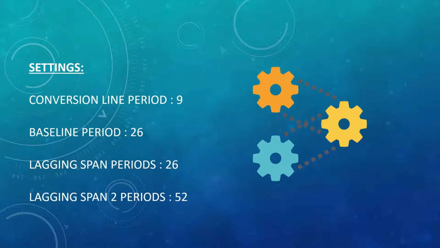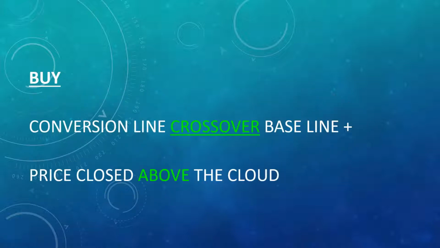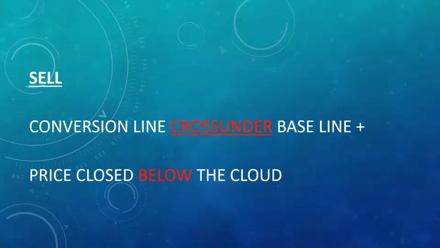and the lagging span 2 period is 52. We buy when the conversion line crosses the baseline, with a price close above the baseline and above the cloud. To sell, we simply flip the rules. We exit when there is an opposite signal.